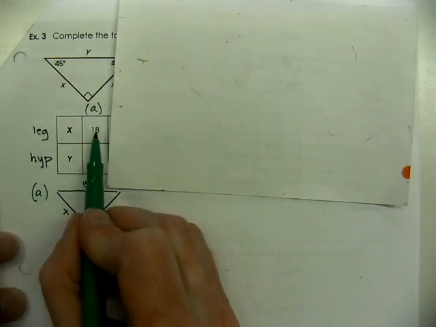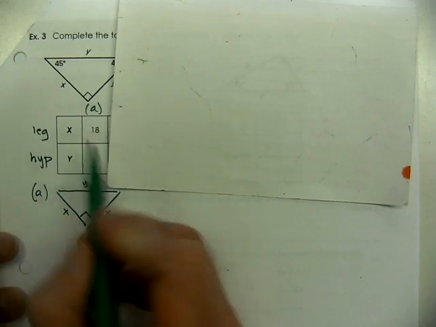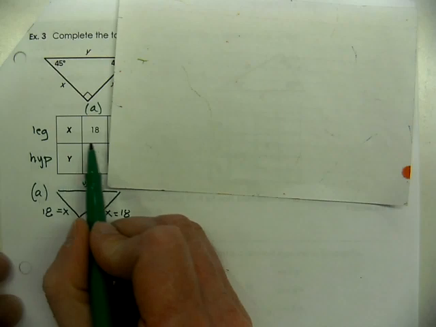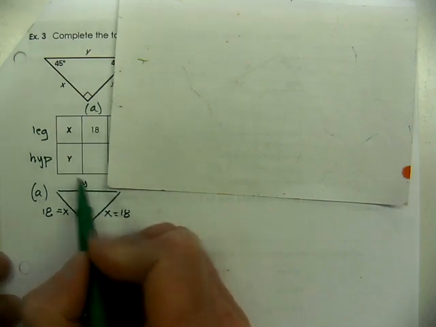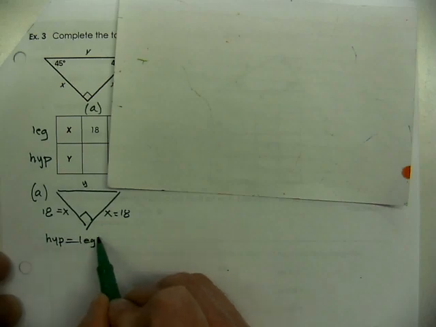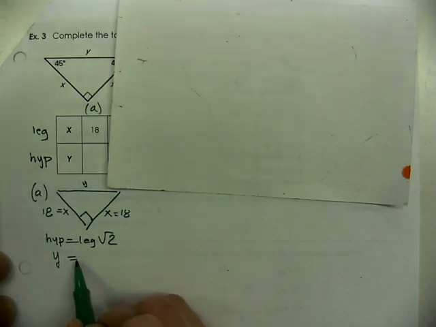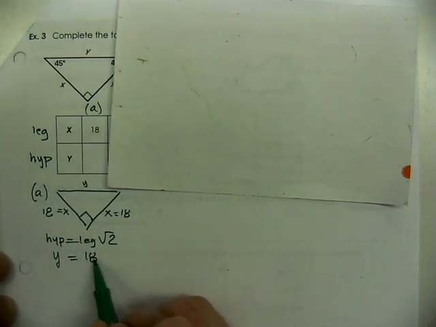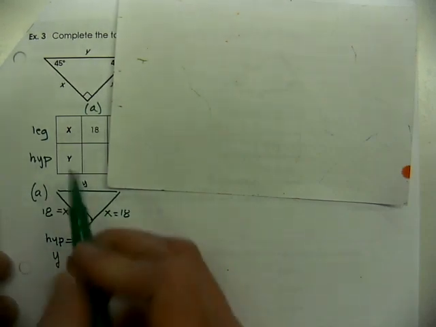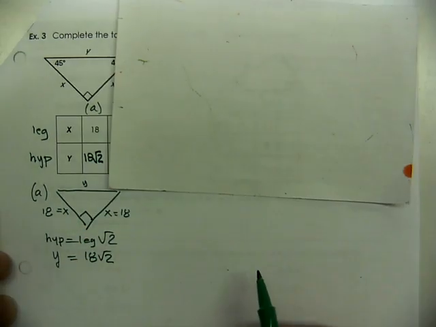So what they're saying is they're giving us some information and we have to find the other information. They're giving us the leg, which is 18. Right? So okay, this is 18, and our job is to find Y, which is the hypotenuse. All right, so the formula is hypotenuse equals leg times root 2, and the hypotenuse is the letter Y. The leg is the 18 times the root 2, and there it is. So the variable's by itself. We have no more algebra to do. This is the 18 root 2 that goes in that column.